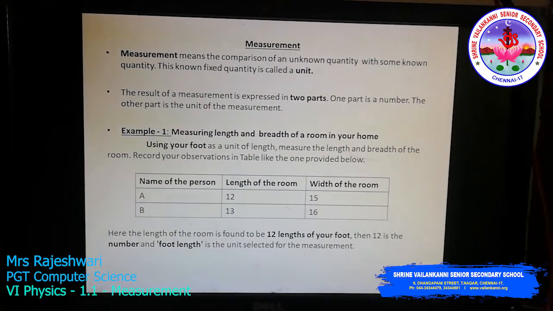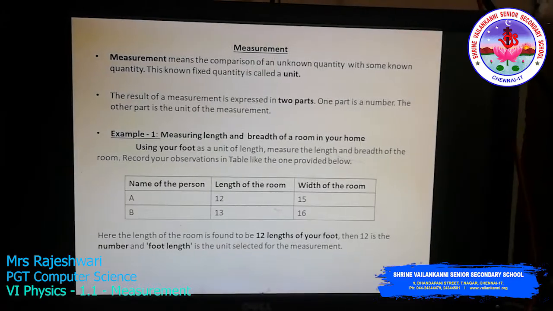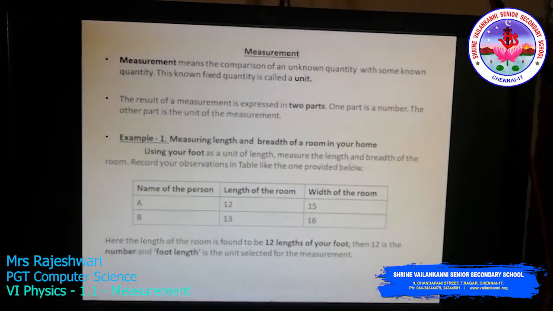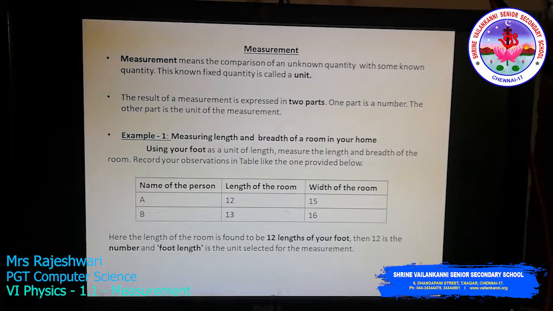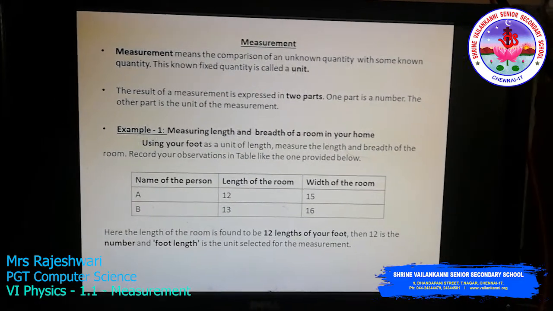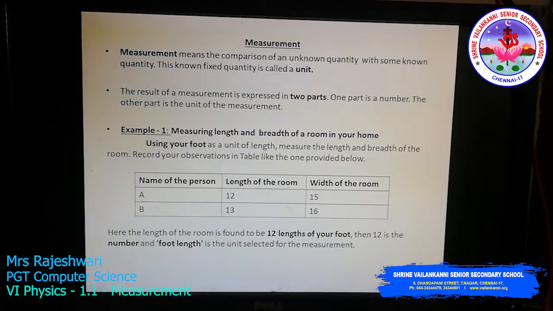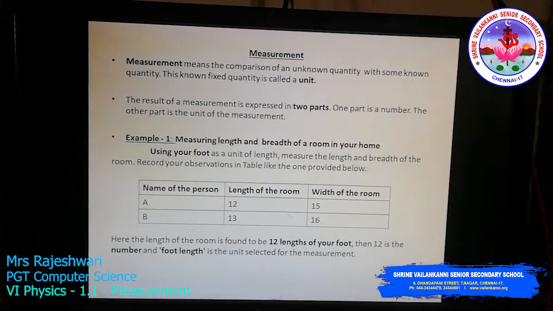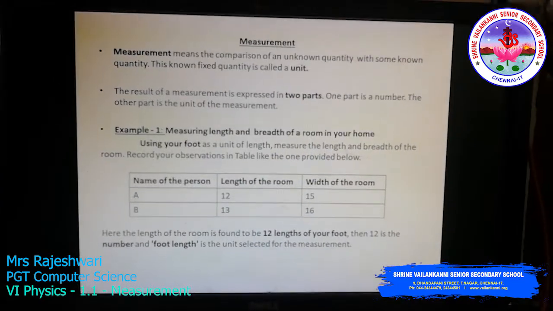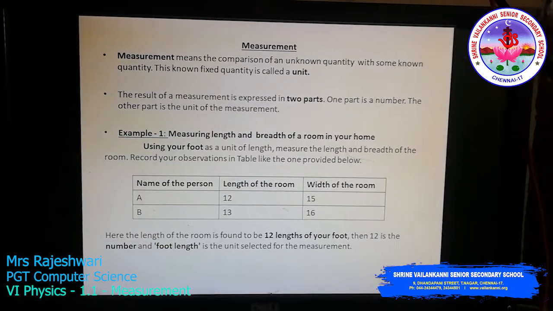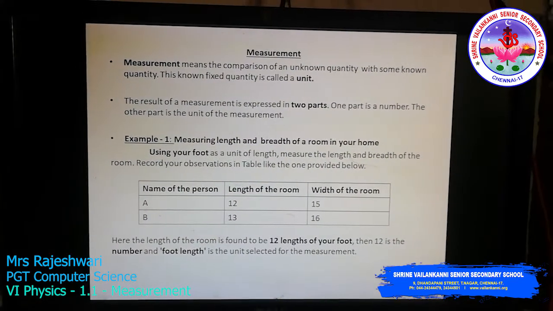So they have told in the definition, comparison of an unknown quantity with some known quantity. What do you mean by the unknown quantity and the known quantity? For example, if you are drawing a straight line on a rough paper, take one end as A and the other end as B. By looking at the line, you will not know the length of the line which you have drawn.